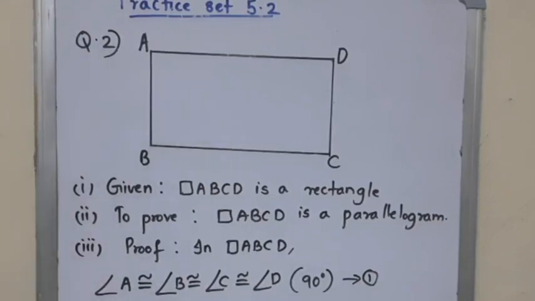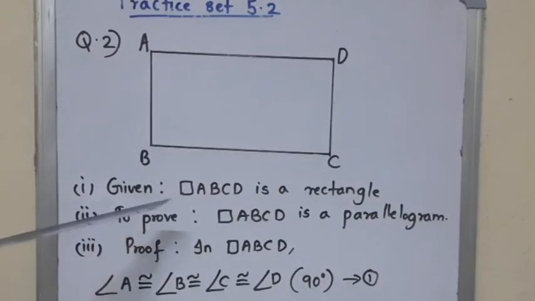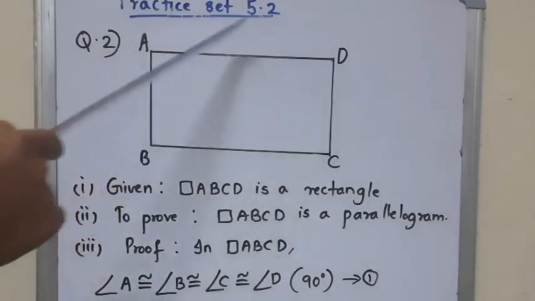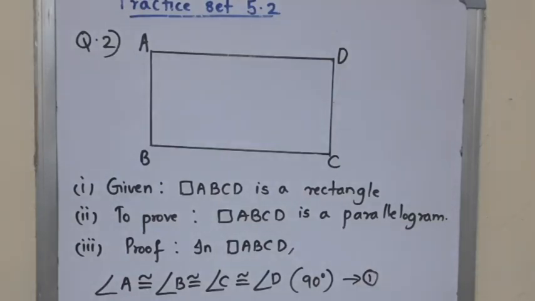Next question, question number 2. The question is, using opposite angles test for parallelogram, prove that every rectangle is a parallelogram. We have taken a rectangle here, rectangle ABCD. Given quadrilateral ABCD is a rectangle, we have to prove that the same quadrilateral ABCD is also a parallelogram. In short, a rectangle is also a parallelogram. We have to prove that.